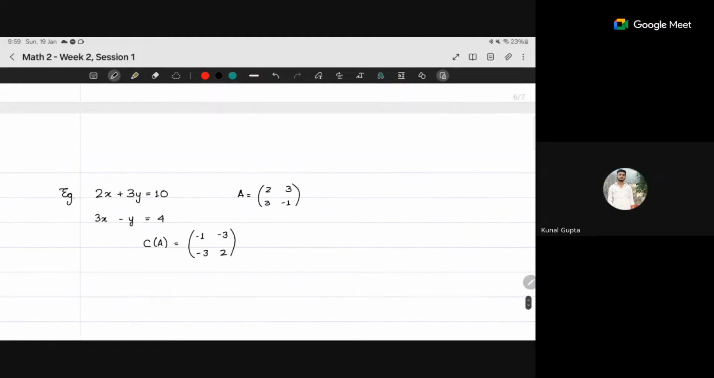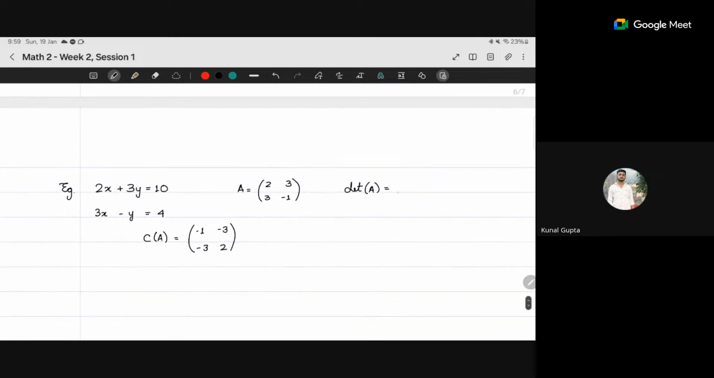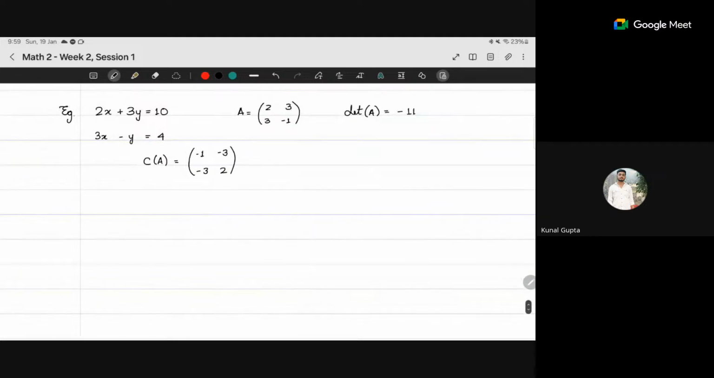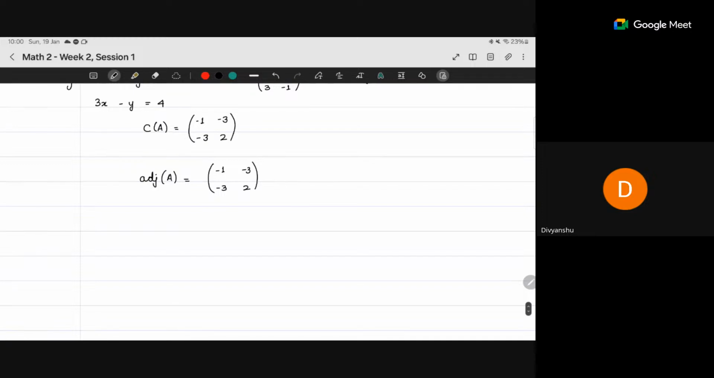First of all, the determinant, I think we had already computed there. You need to verify that this is non-zero. C of A is this. What is the adjugate of A? It will be the same, because the matrix is symmetric. So the adjugate, the transpose, and the cofactor matrix are the same.